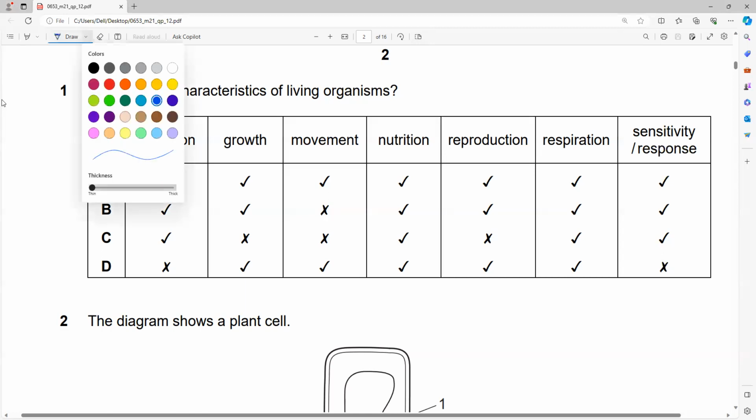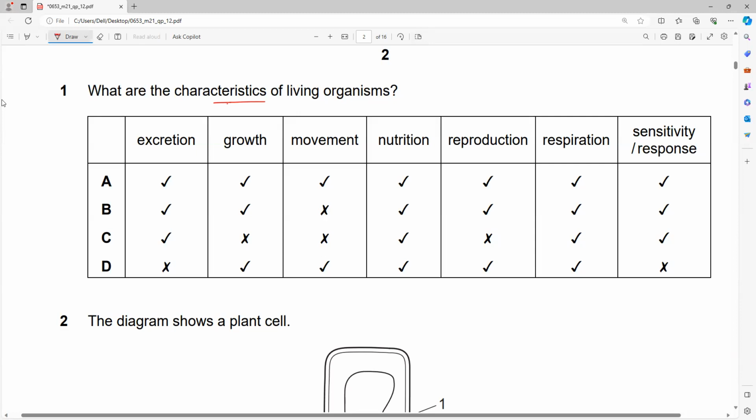Everybody? All should answer. Excretion is a characteristic of living organisms or not? Yes or no? Yes, sir. Yes. Growth? Yes. Movement? Yes. Nutrition? Yes. Reproduction? Yes. Respiration? Yes. Sensitivity or response? Yes. So, all are given characteristics of living organisms only.